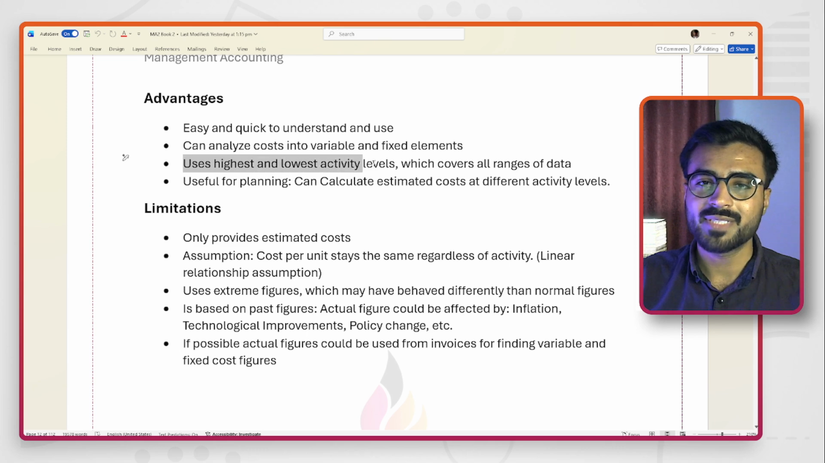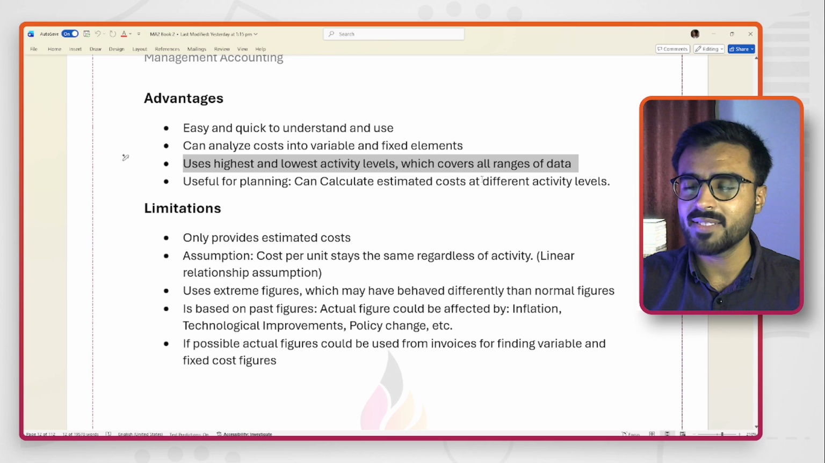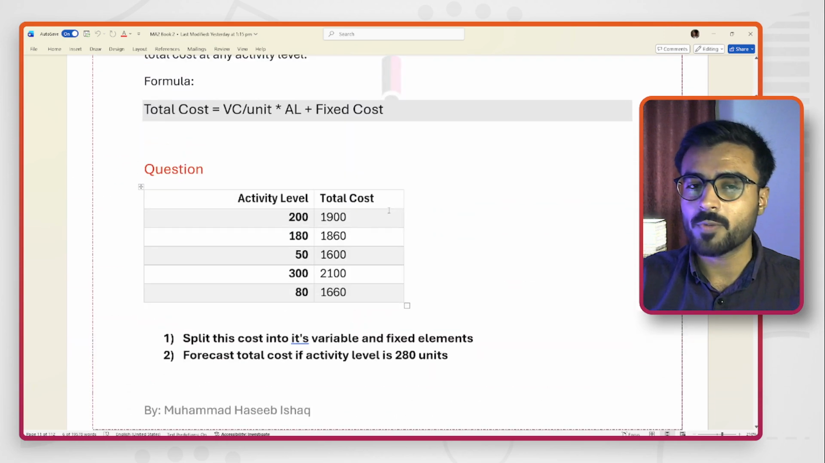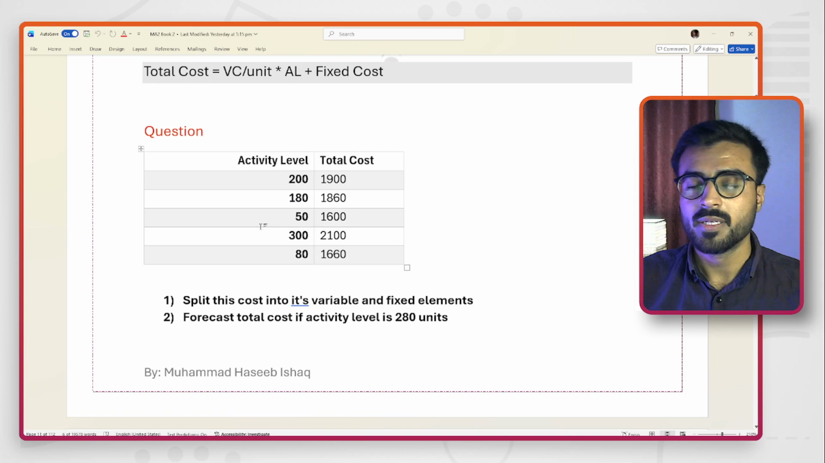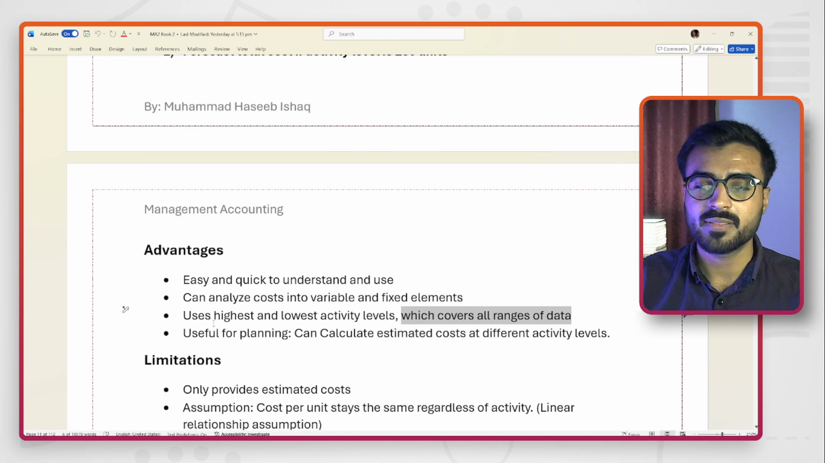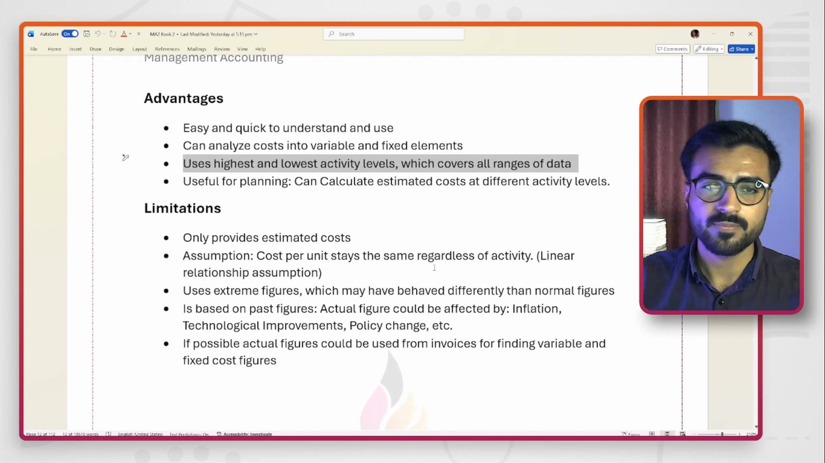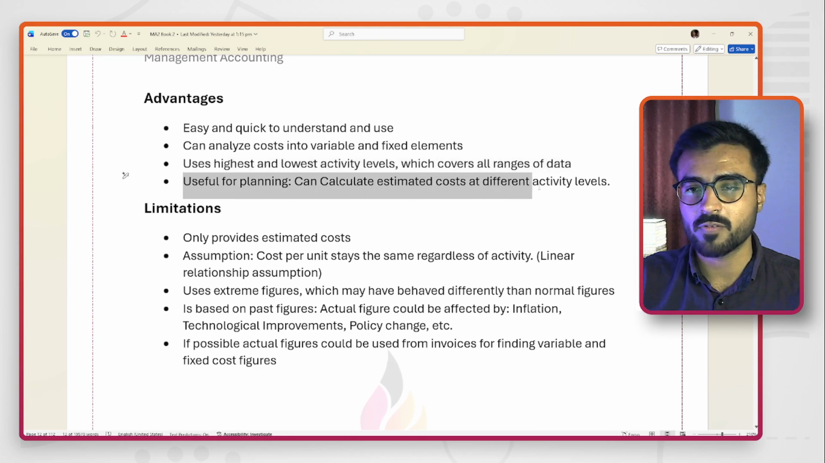It uses highest and lowest activity levels, which covers all ranges of data. So why is this called the high-low method, or why does it use the highest and lowest activity levels? The reason is because it wants to cover all ranges of data. For example, it could be possible that when the activity level is at its maximum level, the cost might have behaved a bit differently. So that is why the high-low method uses the highest and lowest activity levels. So it covers all the possible ranges of data and the behavior across those ranges. Useful for planning, so of course very useful for planning and forecasting.